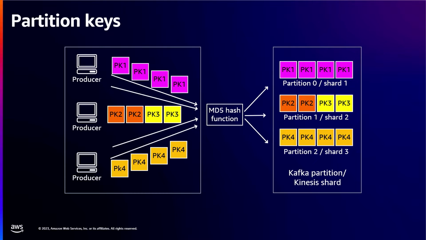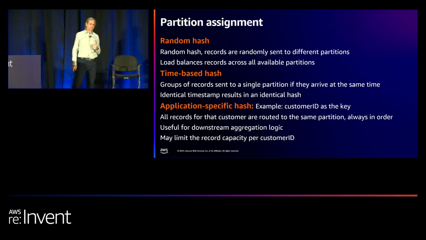So in this example over here, you can see partition key 2 and partition key 3 are going to be hashed, and they're always going to land up in this partition 1 or shard 2. The cool thing about this is it's always deterministic. With the MD5 hash, it's always going to land up in the same partition, and that's how Kinesis or Kafka is going to maintain ordering for your applications.